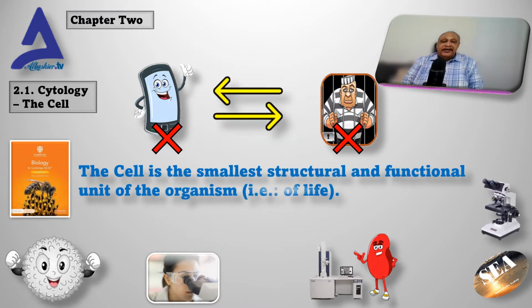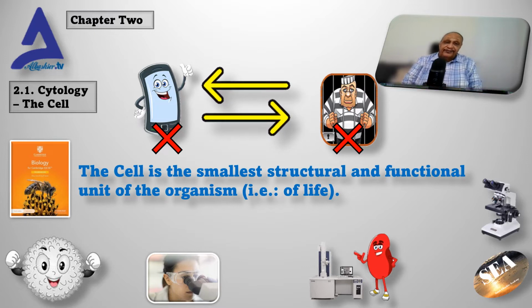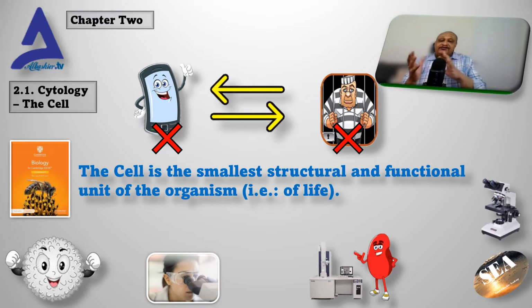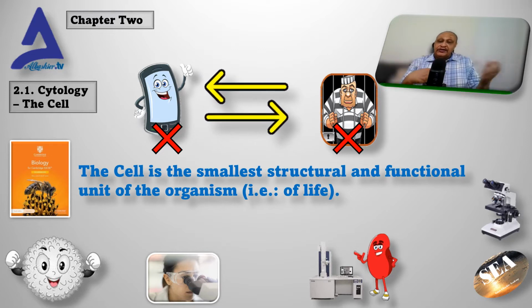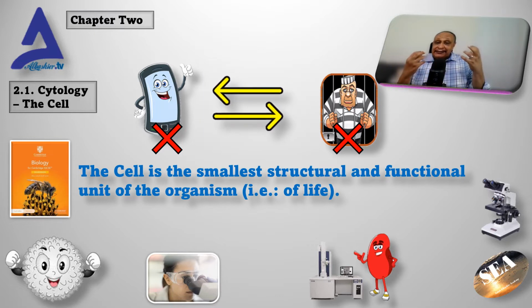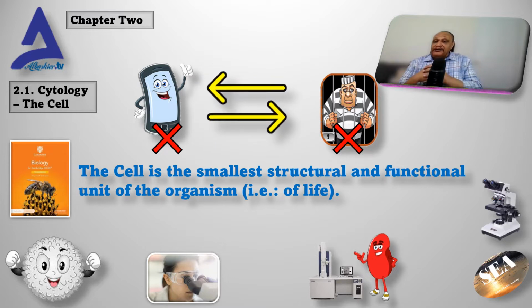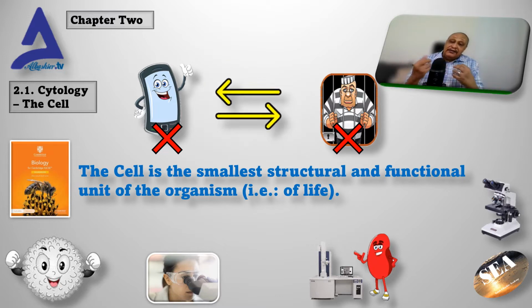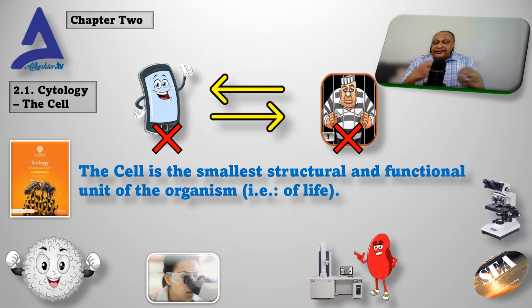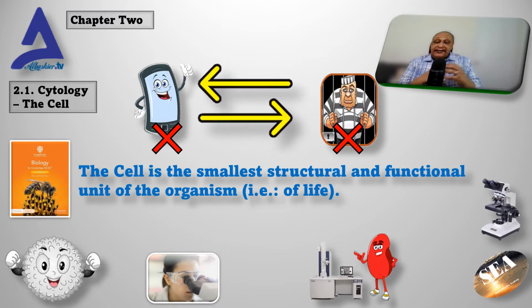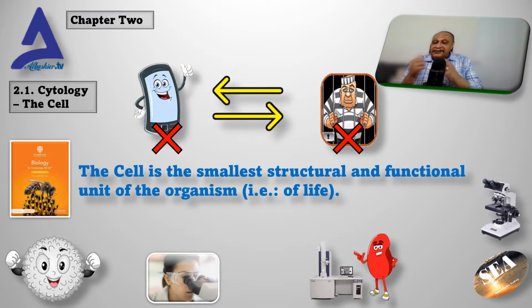Today we are going to start chapter 2, which is about cytology, or the science of the cell. Cytology is a terminology formed of two words, cyto and ology. Cyto is from Greek and Latin and means cell, while ology means science. So cytology is the science of the cell. A cytologist is the scientist or the biologist who deals with cells in his lab or his research.